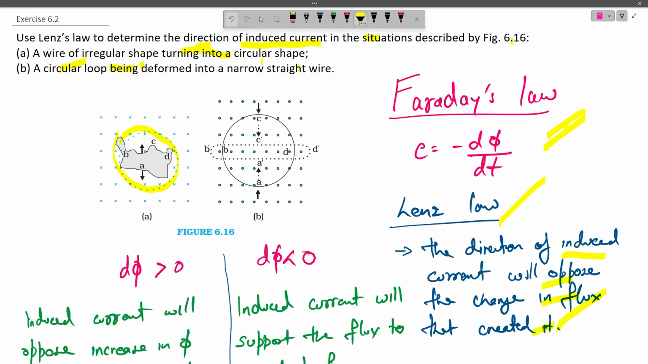So we will have to focus on the flux and how it is changing, and the change in flux will be opposed. That's how the current will be produced.